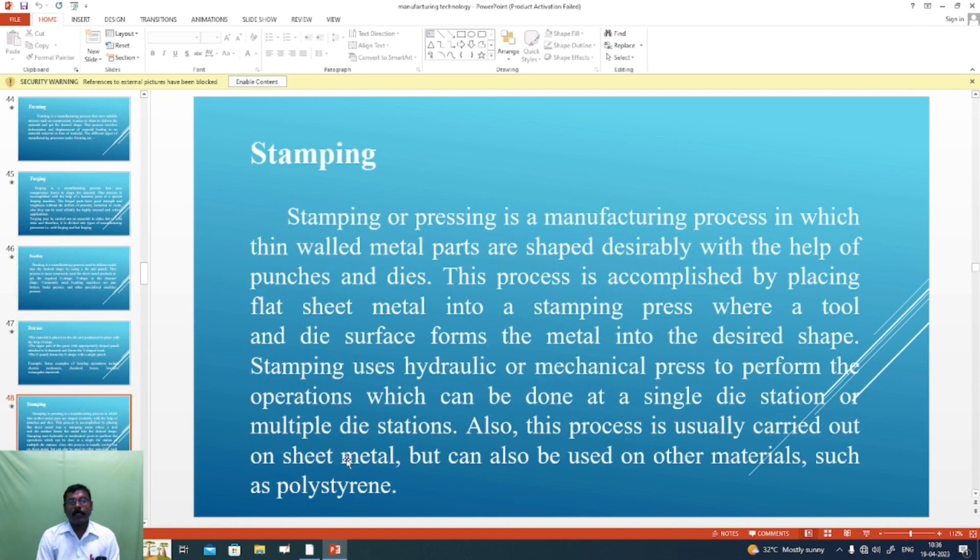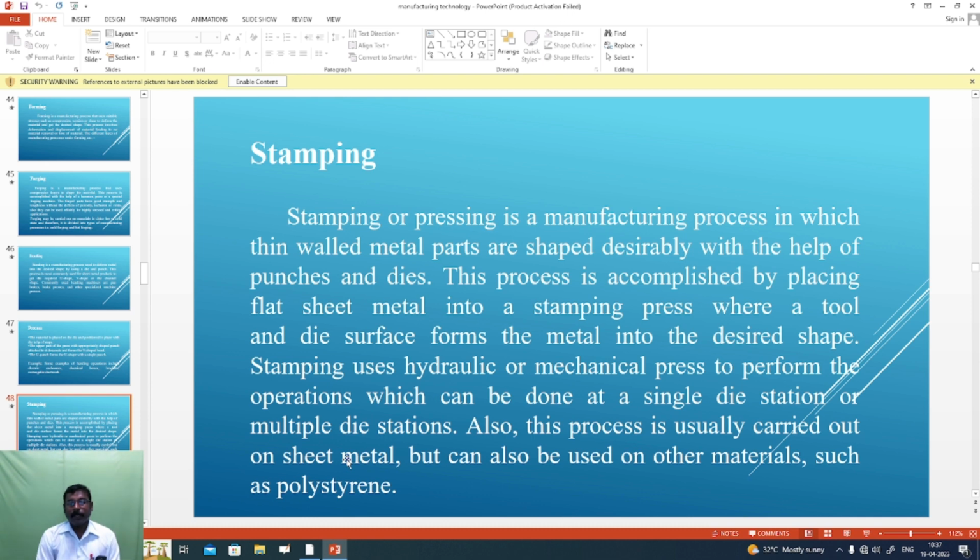And the stamping process. Stamping or pressing is a manufacturing process in which thin-walled metal parts are shaped with the help of punches and dies. This process is accomplished by placing flat sheet metal into a stamping press where a tool and die surface form the metal into the desired shape.